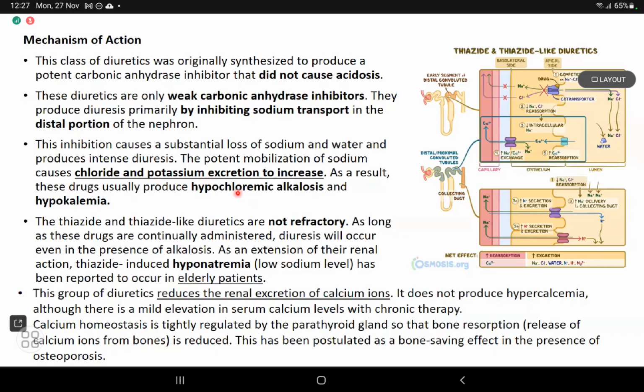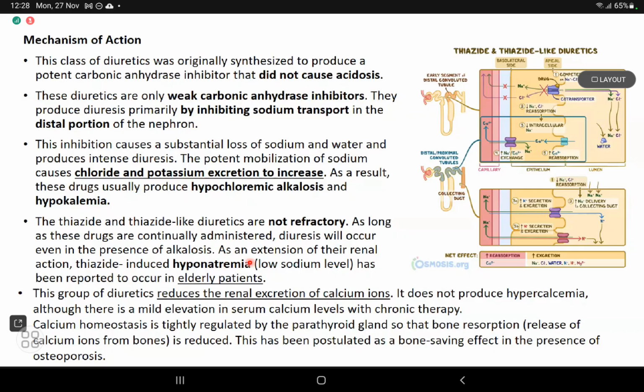Okay. Another thing is they are not refractory. Not refractory means it will not create insensitivity or resistance. Refractory means that it creates a resistance. But even though the alkalosis condition might happen, because alkalosis is a normal scenario when you use this drug, even though you develop alkalosis, it still does not show resistance to this drug. It means the drug can still be used even though showing the alkalosis condition.